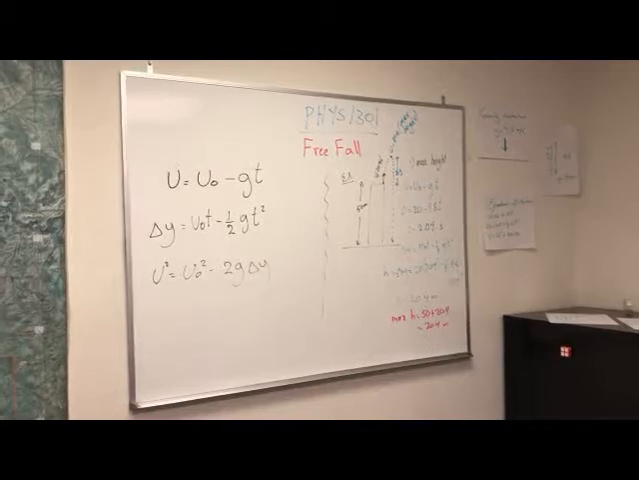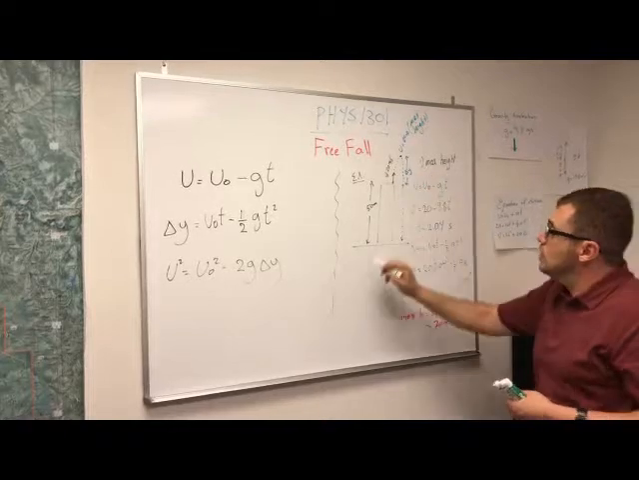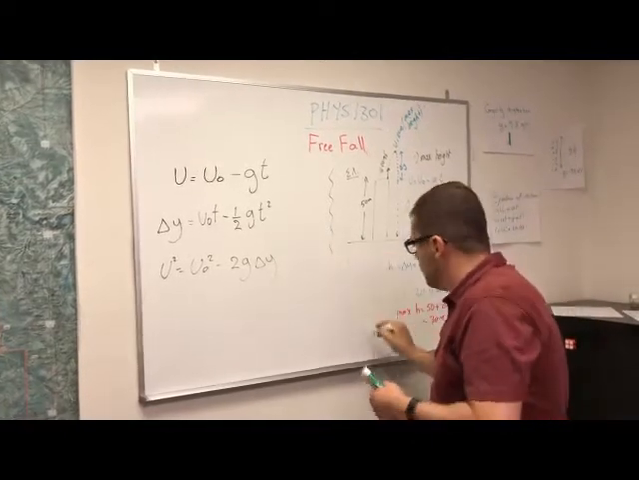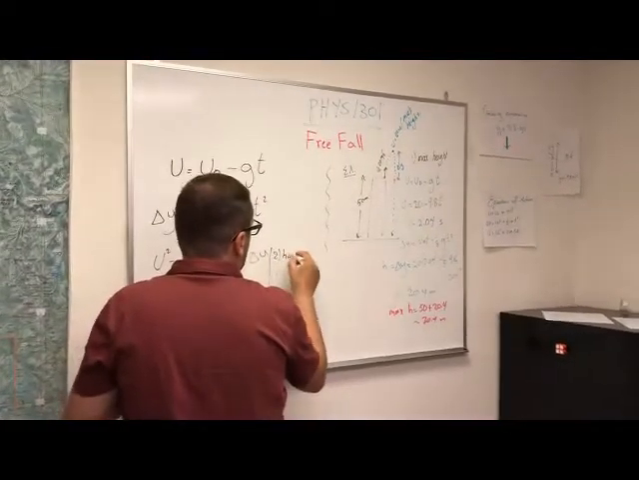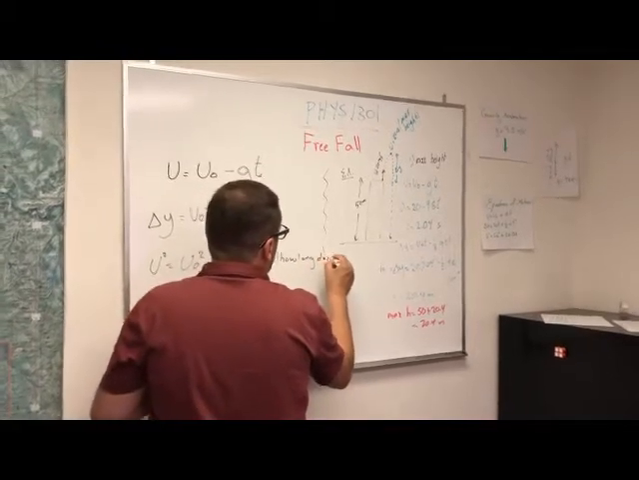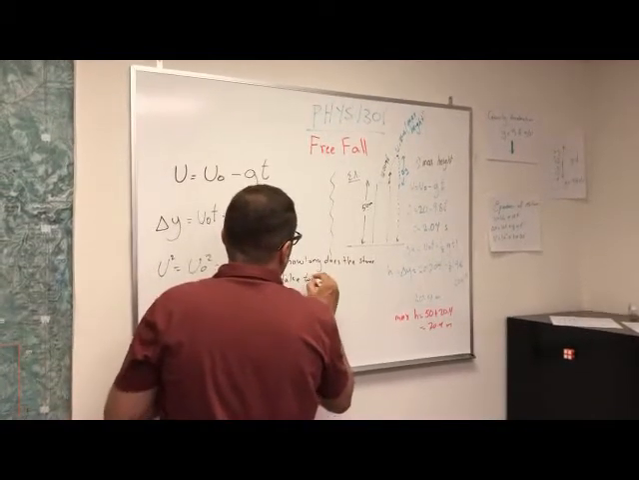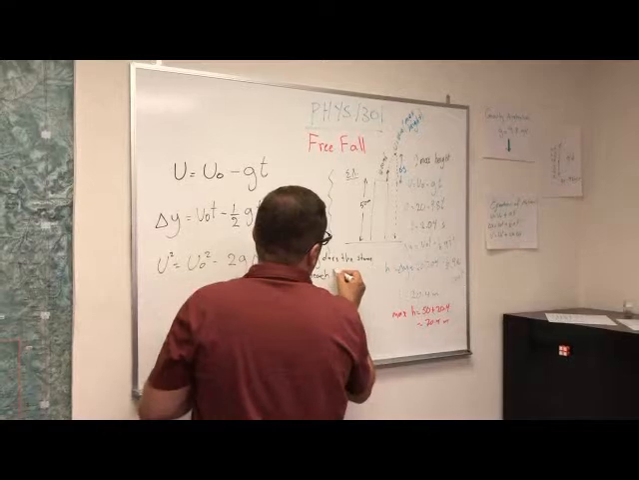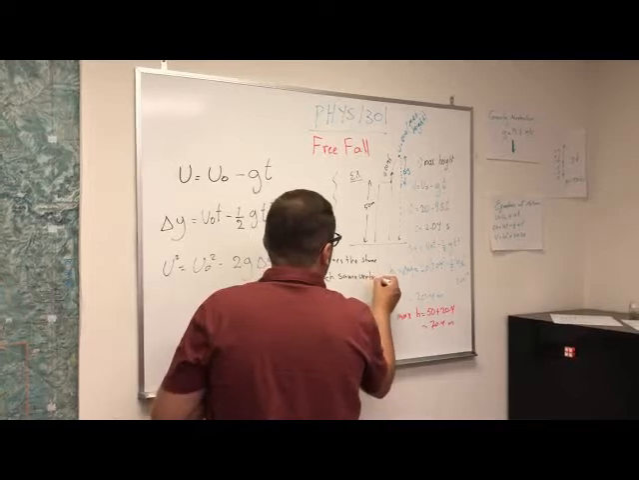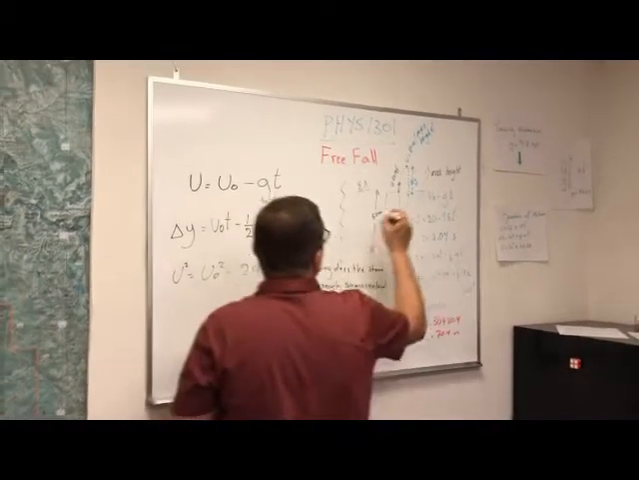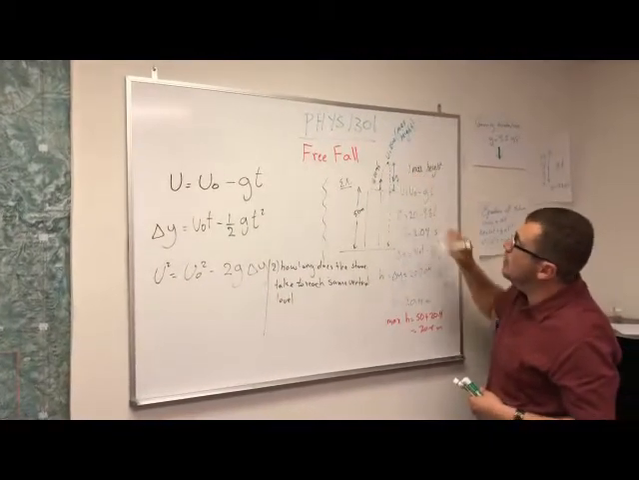Okay, now if the question asks us, let's write it down: how long does the stone take to reach the same vertical level? In other words, how long does the stone take to fly up and then go down to the same vertical level?